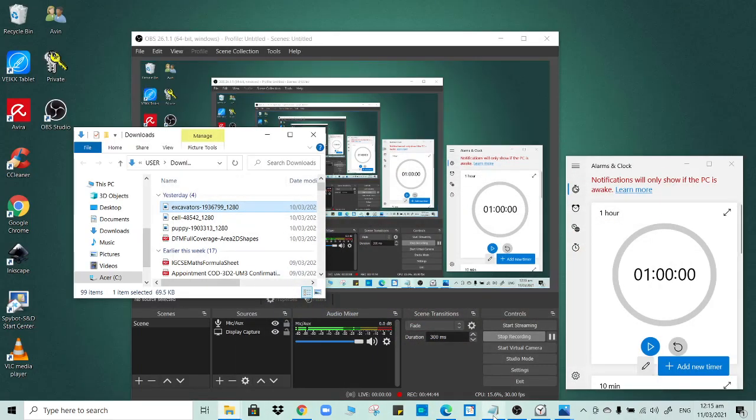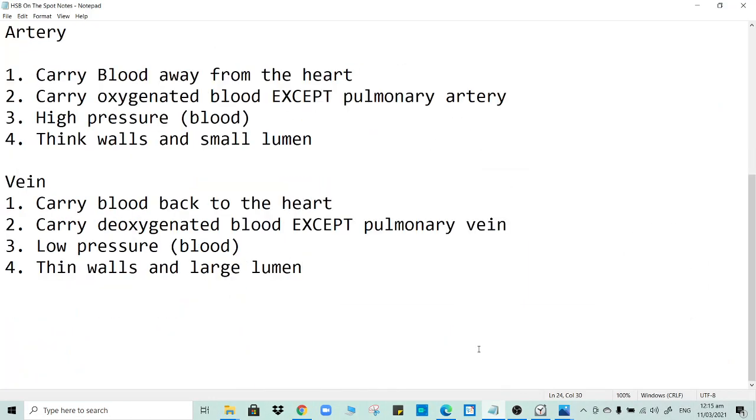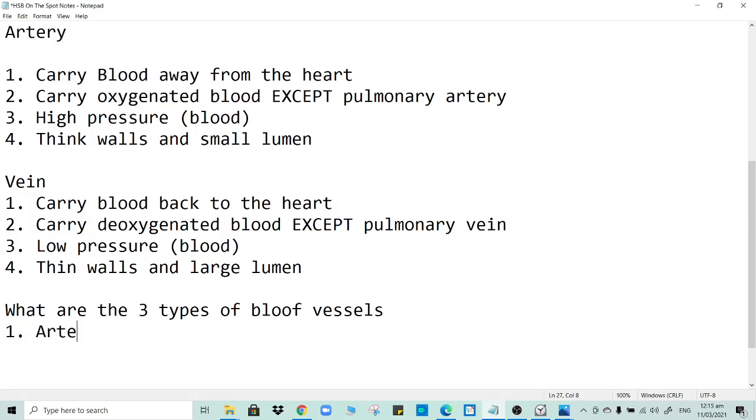So far, let me make a note here. What are the 3 types of blood vessels? Standard question in the exam. And the three types are arteries, veins, and capillaries.